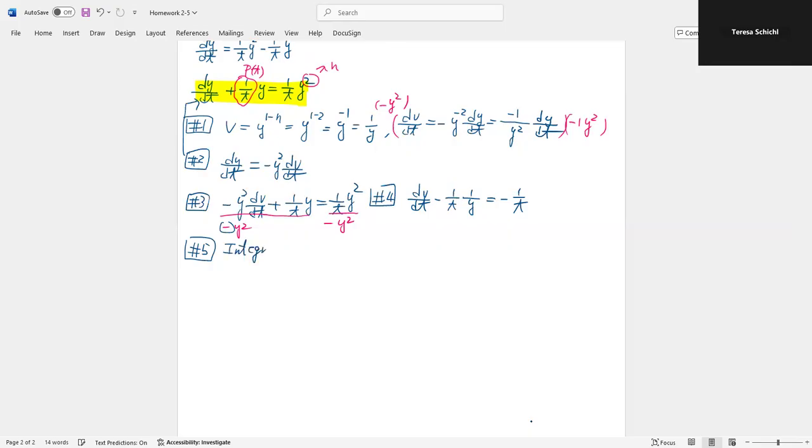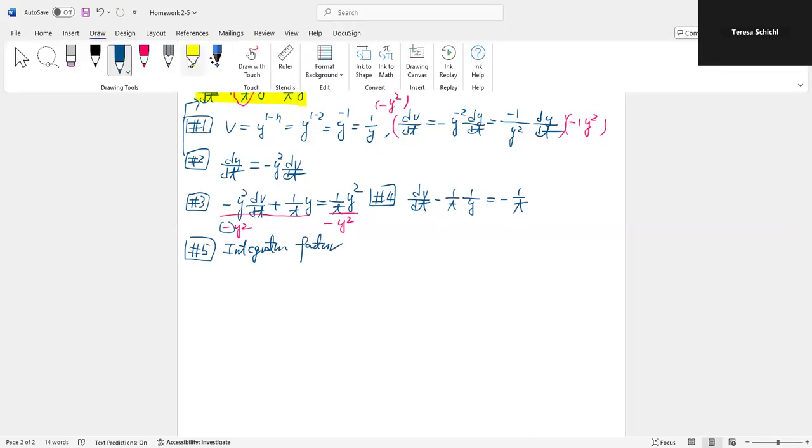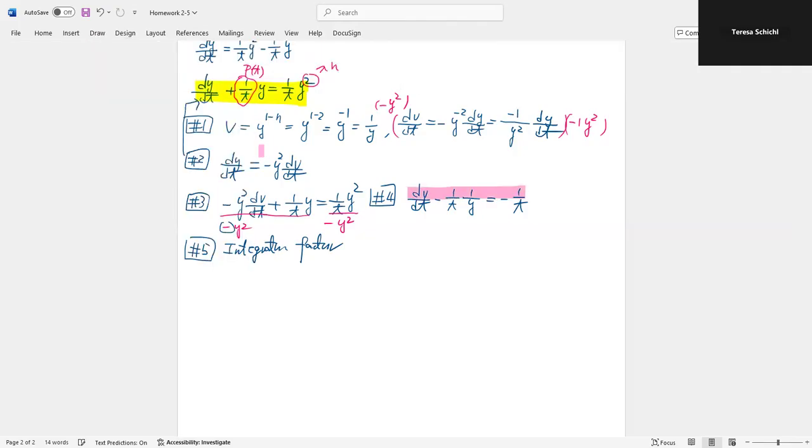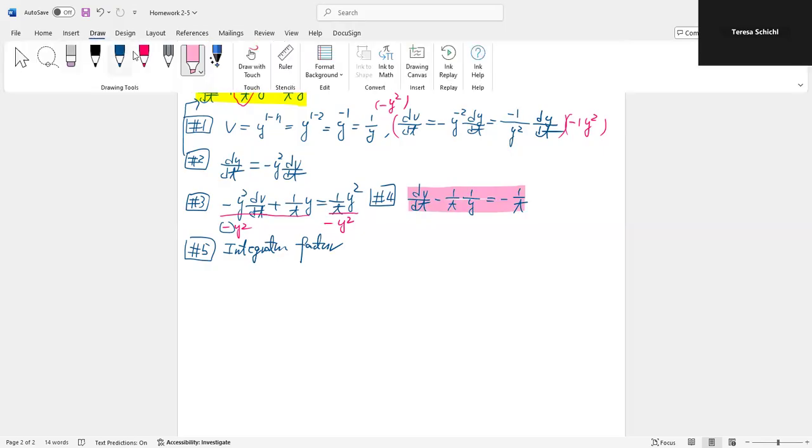It's always those steps, the integration factor. Okay, so I need to highlight this equation. That's the equation later. This is where the integration factor comes in.